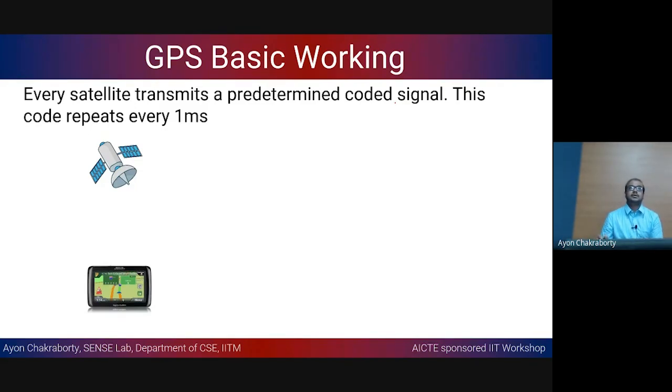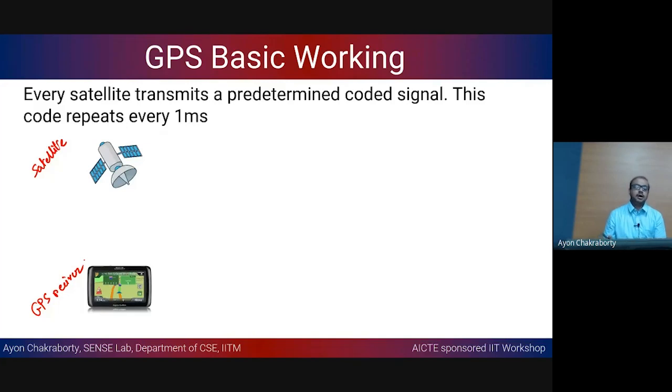So what exactly is the setup? We have a satellite here, and we have a receiver here. This is the GPS receiver. What we are trying to do here is somehow find out the distance of the receiver from the satellite, and now we have to come up with a way to do that.